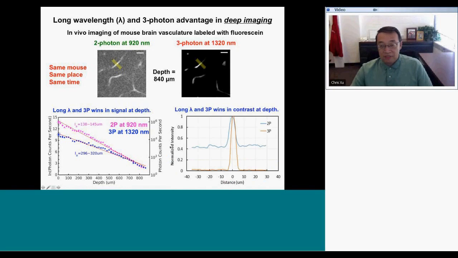If you look at the contrast, it's even more striking. We just take a line profile across those 2 blood vessels. Again, same mouse, same place, same time. The 2 photon is in blue, and the blood vessel is in the middle. Away from the blood vessel, you can see still lots of background signal. In fact, your SBR, signal to background ratio, is only about a factor of 2 here. For 3 photon, you can see in this orange curve, even 840 microns in, the SBR is still about a factor of 100. In fact, we see almost no decay from the surface all the way down to more than a millimeter. Essentially, the SBR is the same. So 3 photon long wavelength also wins in contrast at depth.